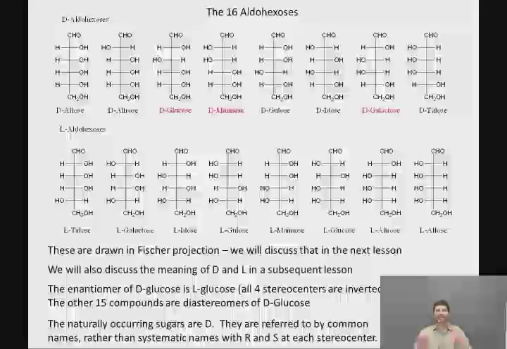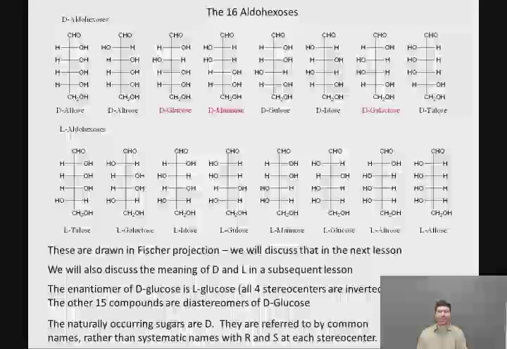But for the moment, just accept the fact that these are a common way in which we draw sugars in the open chain form. And you can see from the headings that I put on here that 8 of them are what we call D-aldohexoses, and 8 of them are what we call L-aldohexoses. And we will also discuss the meaning of D and L in a subsequent lesson after the next one. So what I have indicated in red here, D-glucose, D-mannose, and D-galactose, are the 3 most important sugars biologically.